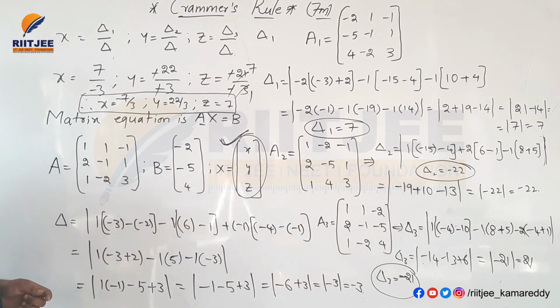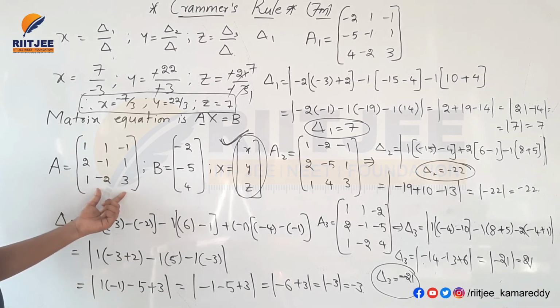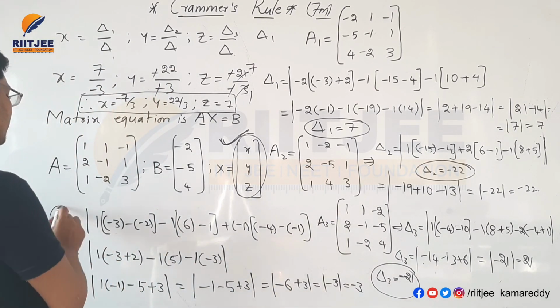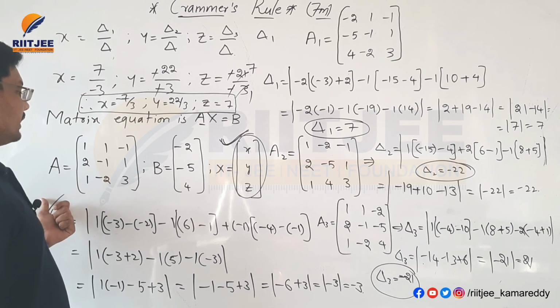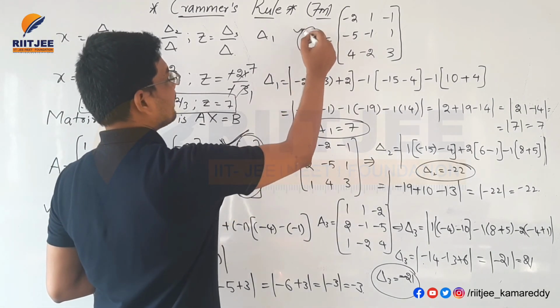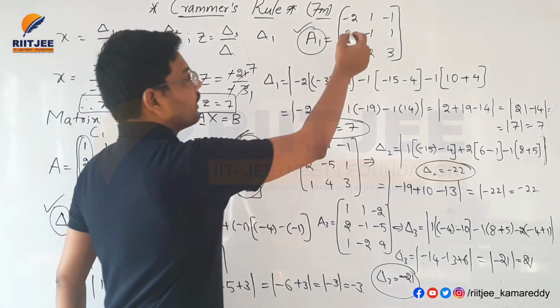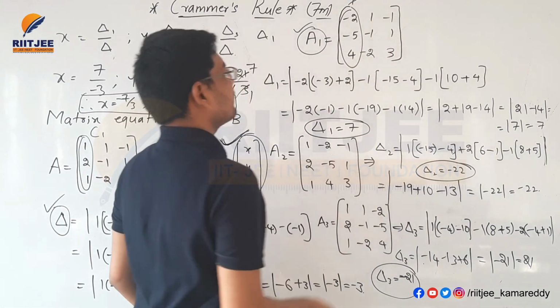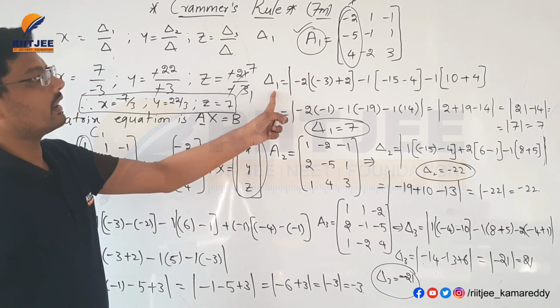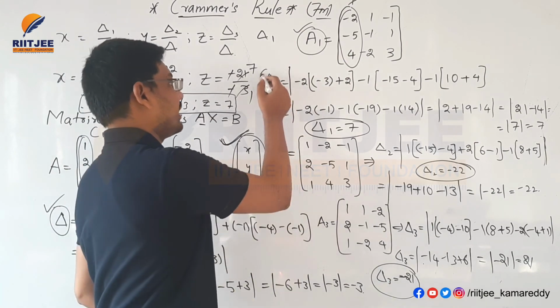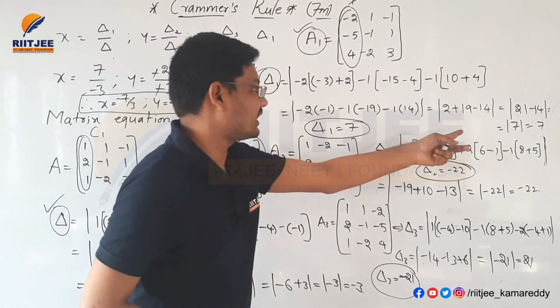To find the x, y, z variables here, first we need to find the delta value. Delta is nothing but the modulus of the A matrix here. Here we got modulus of A, that is equal to -3. After getting the delta value, we need to frame the A1 matrix. How is the A1 matrix framed here? By replacing C1 with the B matrix, then we will get the A1 matrix. Then find the delta of this A1 matrix, we will get the delta 1 value. Delta 1 value is nothing but 7 here.